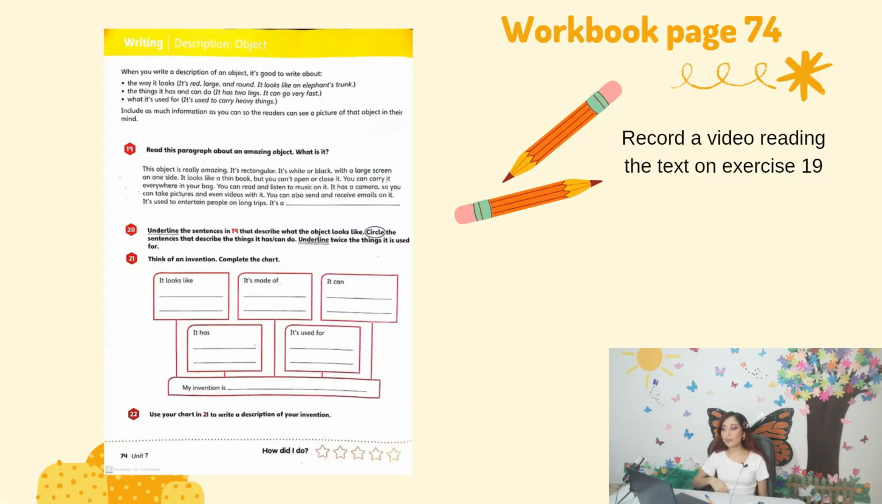And we did workbook page 74. You needed to record a video reading exercise 19, which is a short description of an object that you needed to guess. Please, if you haven't sent this picture to me with your name and today's date and the video, what are you waiting for? Send it right now.